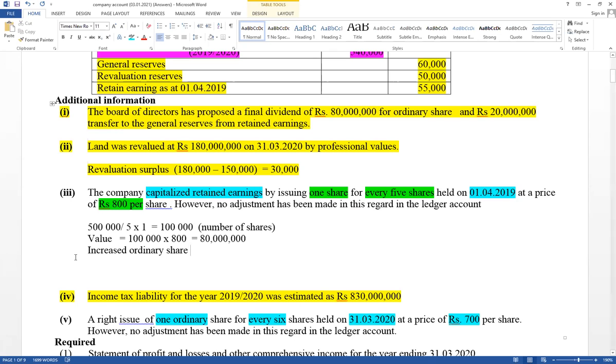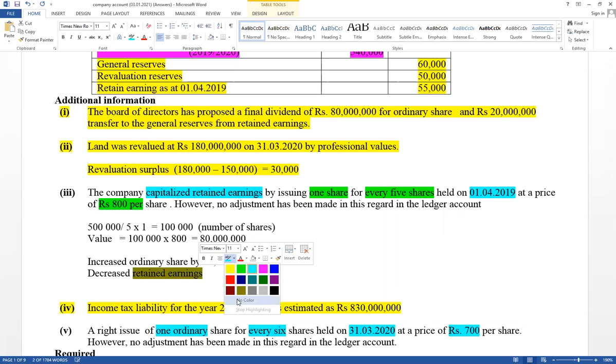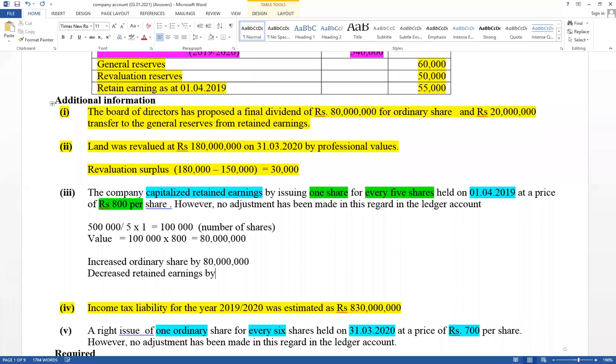Think about net impact. You have to know how to adjust. As a result of reserves capitalization, ordinary shares increase by 80 million, as well as reserves decrease. Which reserves? Retain earning. Therefore, capitalized retain earning, therefore decrease retain earning by 80,000. That's the net impact. It is not an effect for cash. Company issues shares to the existing shareholders free of charge.